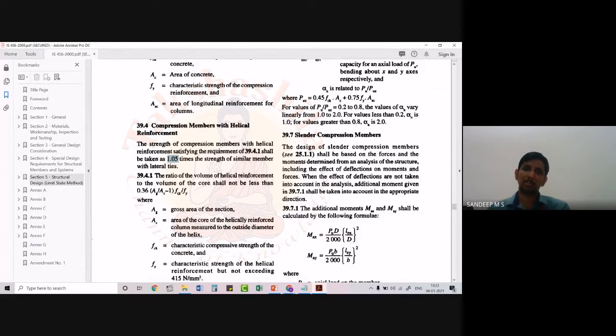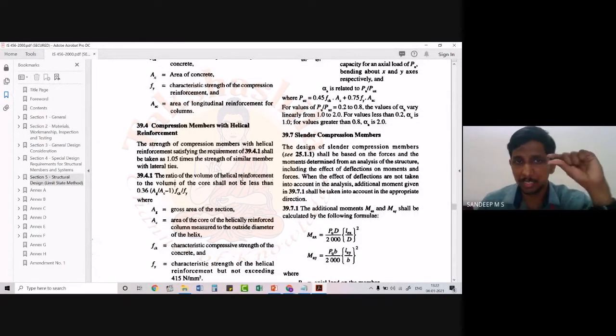So what we have to do? We have to ensure that this condition is satisfied. Otherwise, this thing will go wrong. We have already assumed that our column is having 5% extra strength. So for that, the condition given in 39.4.1 should be satisfied. Let's see what is mentioned there. If you read, please note, the ratio of the volume of helical reinforcement alone to the volume of core shall be less than 0.36 into A gross by area of concrete core minus 1 into FCK by Fy.